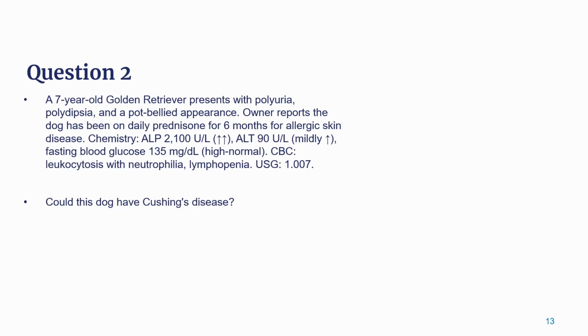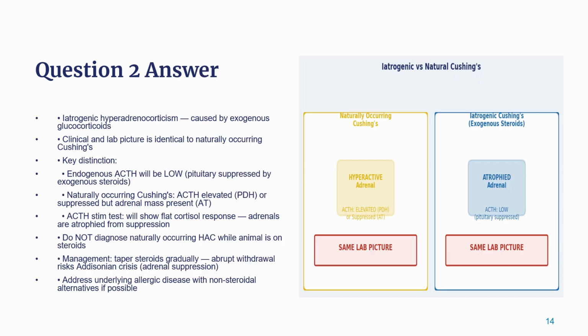Question 2. High ALP, stress leukogram, PUPD, potbelly, everything screams Cushing's. But wait, this dog has been on daily prednisone for 6 months. Does this dog have Cushing's disease, and how do you sort this out? This is a classic trap, and it's one you'll fall into exactly once before you never forget it again.